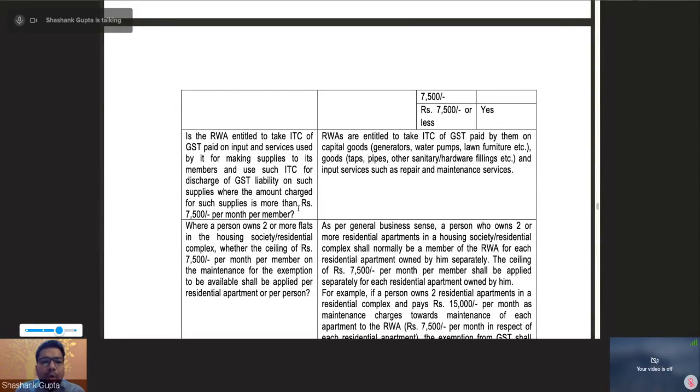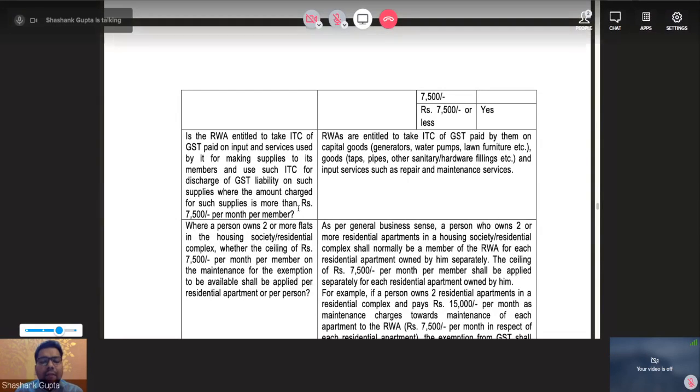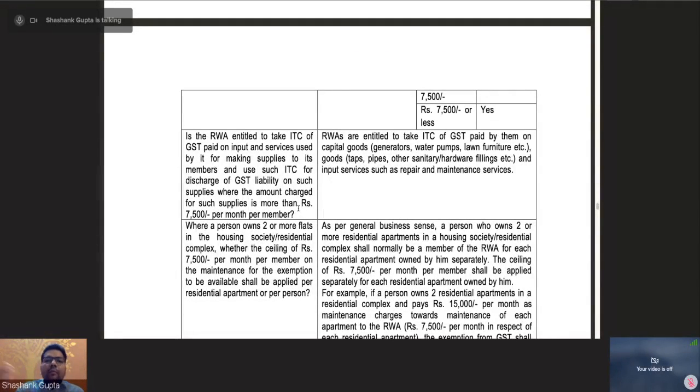So the next point in this line, the next point which was sought for clarification was, if the RWA is liable to pay tax on the contribution above 7,500, then can it avail ITC also? So it was clarified, of course, since you are dealing in taxable supplies, you can also avail input tax credit.